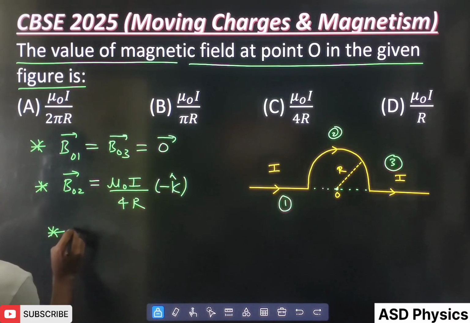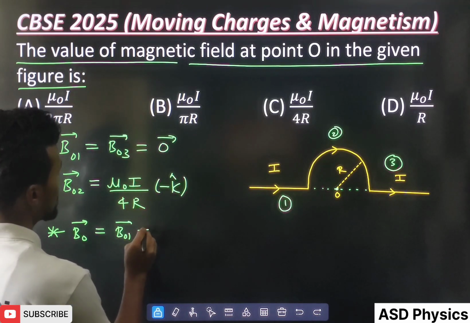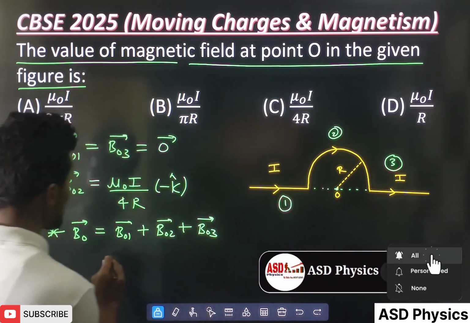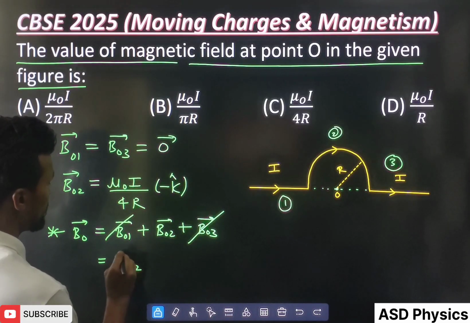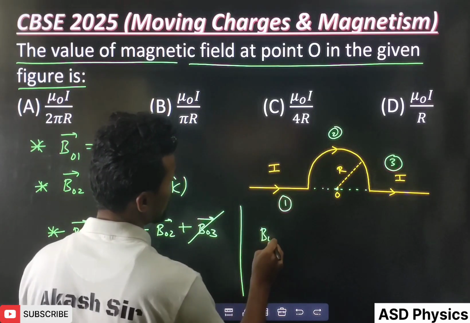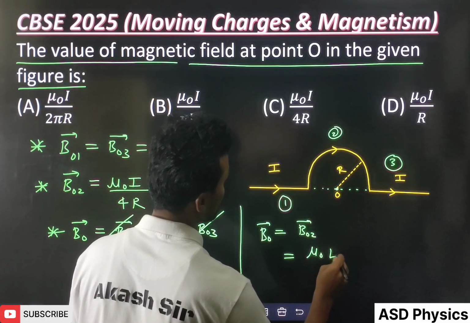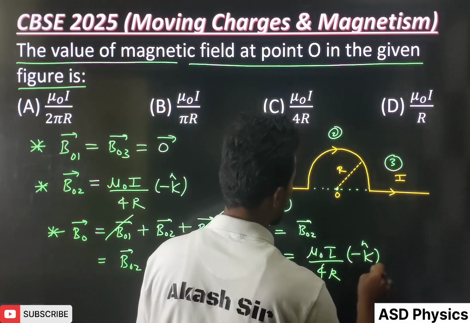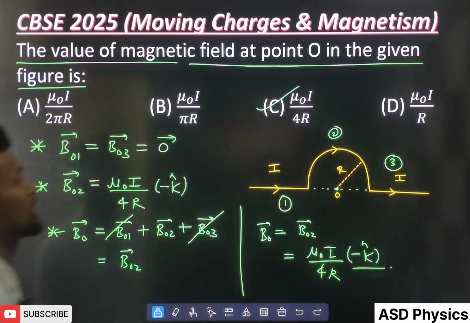So the net magnetic field is given by B naught 1, and because the magnetic field is a vector quantity, anyhow this B naught 1 is 0, B naught 3 is 0, only B naught 2 is there. So we can write B naught means B naught 2 only, which is mu naught I by 4R, and minus K cap. If we talk about only magnitude, which option is correct here? You can see very well, students, mu naught I by 4R, the option is option C.